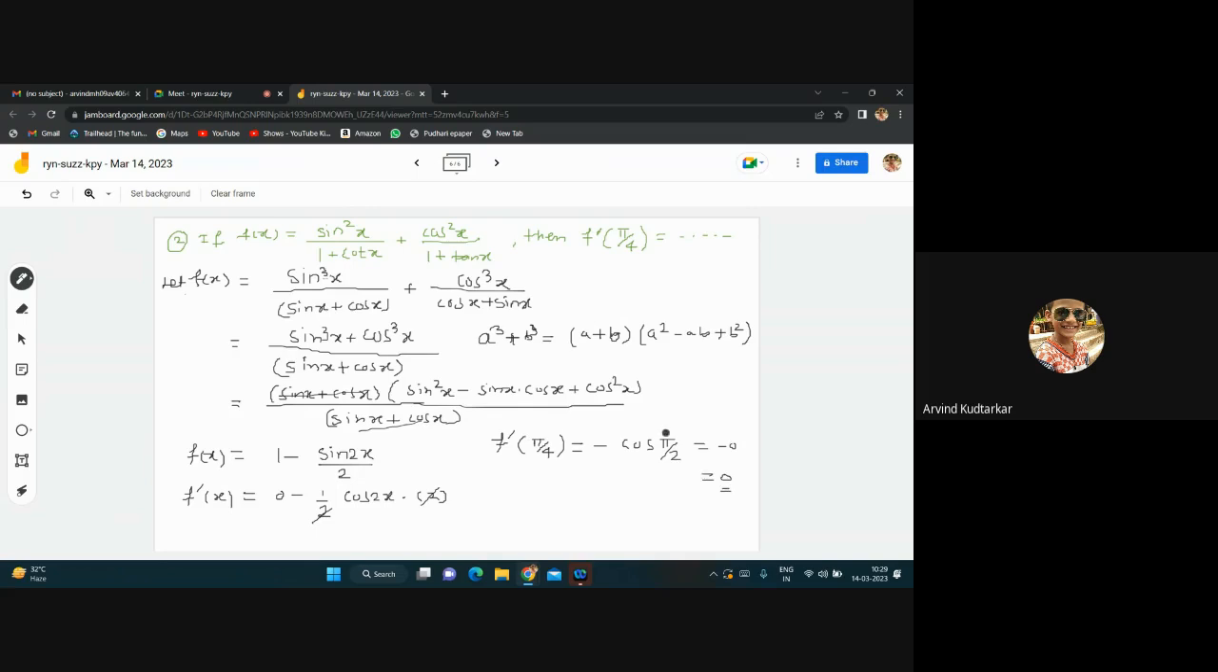So what is the correct option for this example? 0. They will provide 4 more options in the exam, but you have to select the correct option. And for this example, the correct option will be 0. Okay.